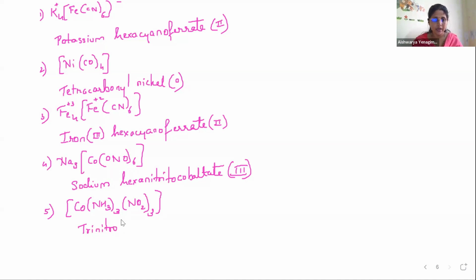Nitro. Then triamine, cobalt 3. And when you're naming the ligands, it can be named in alphabetical order also. That is the better one. Triamine, trinitro, cobalt 3. And there shouldn't be space here, children. Please try to understand. There shouldn't be space while writing the name of ligand and the central metal atom. Okay. Let us take the next example.